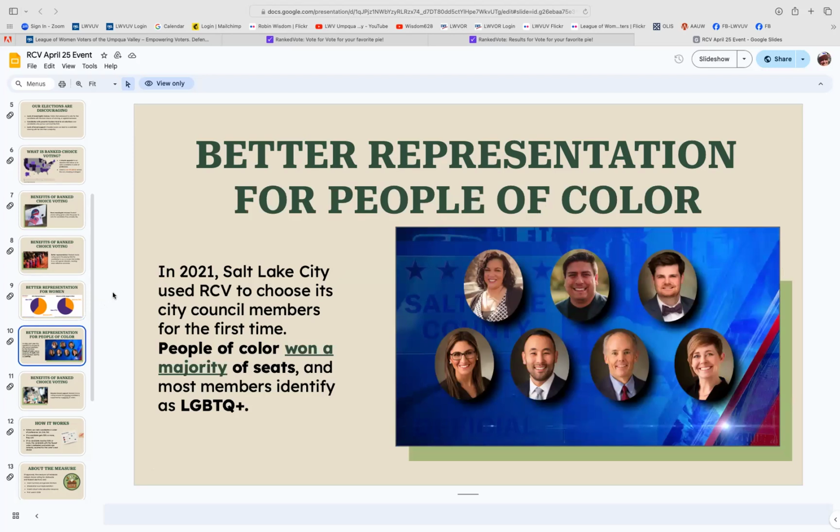So it's also leading to better representation for people of color, like I mentioned. This is an example in Salt Lake City, Utah. In 2021, they used ranked choice voting, and a majority of people of color that also identify as queer or as LGBTQ+ were able to win a seat to the city council. And so again, all of these different examples that I'm showing are really to highlight that with ranked choice voting, because voters are able to express their preferences and have their ballot counted for more than just their first choice, it's really allowing more of those diverse candidates to win.